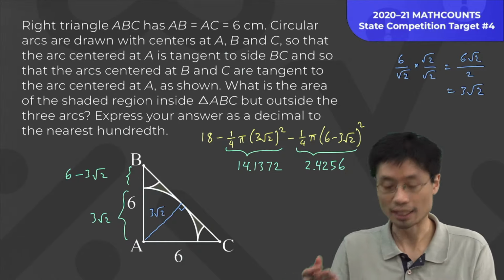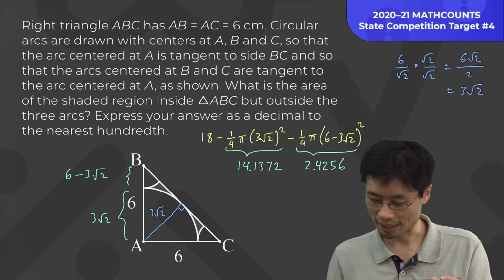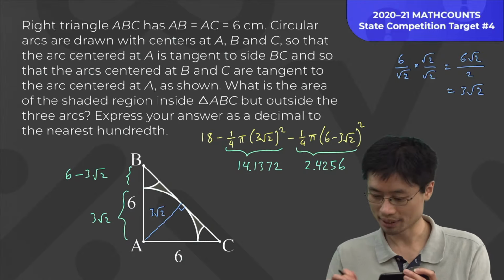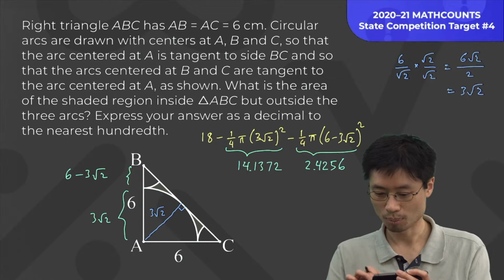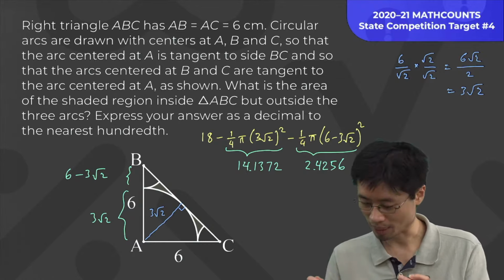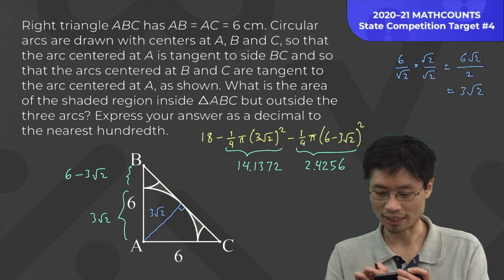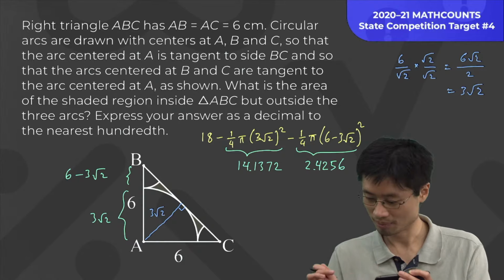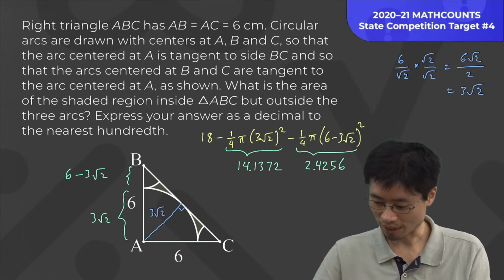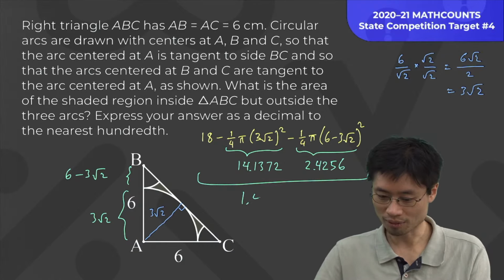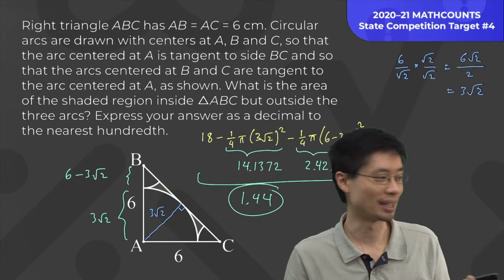Now, what I'll do next is I actually have to combine everything. So I have to say 18 minus 14.1372, and I sincerely regret not bringing a better calculator, minus 2.4256 equals, okay, finally, the answer. 1.44 is the answer that I'm getting here, at least according to my calculator.